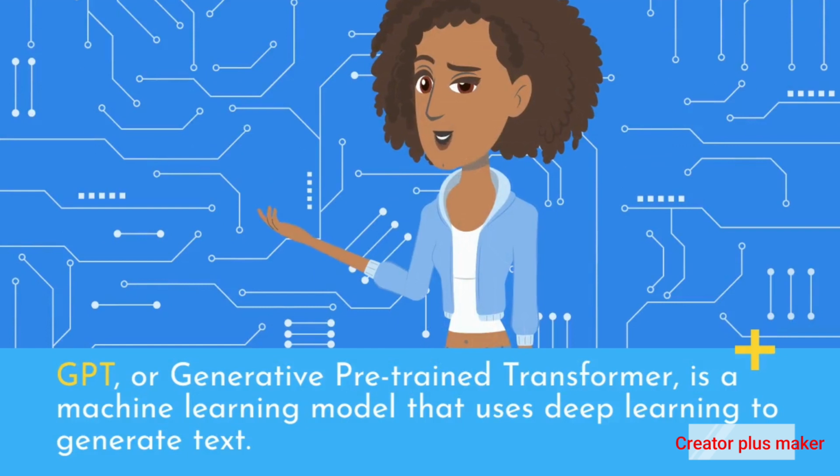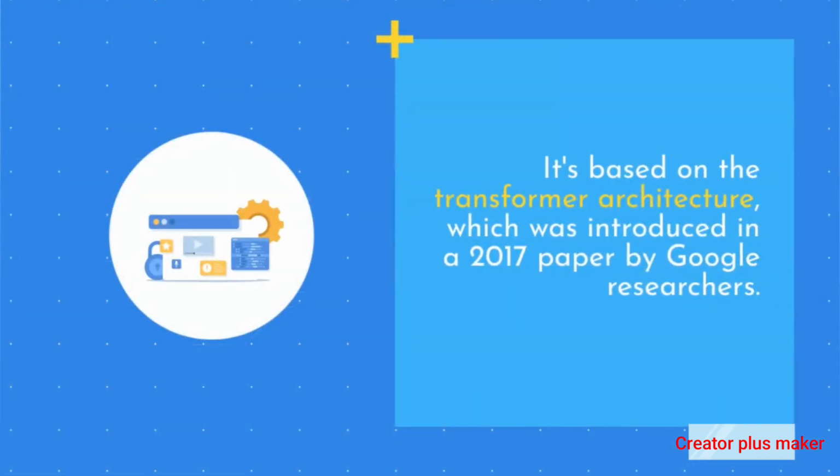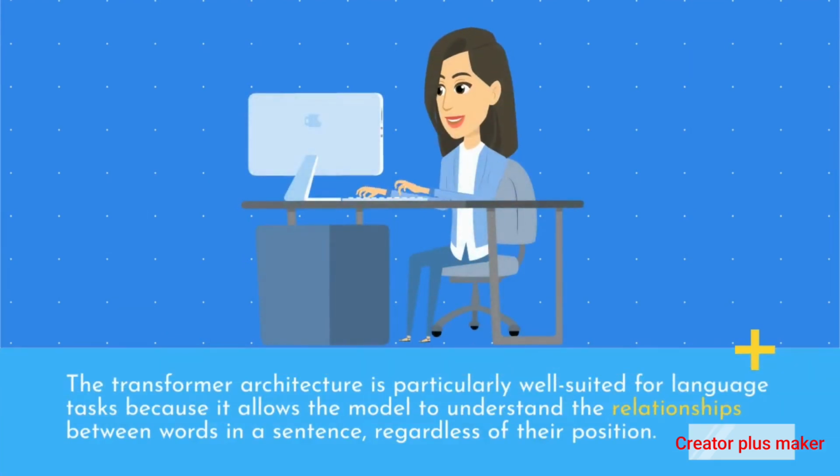GPT, or Generative Pre-trained Transformer, is a machine learning model that uses deep learning to generate text. It's based on the Transformer architecture, which was introduced in a 2017 paper by Google researchers. The Transformer architecture is particularly well-suited for language tasks because it allows the model to understand the relationships between words in a sentence, regardless of their position.